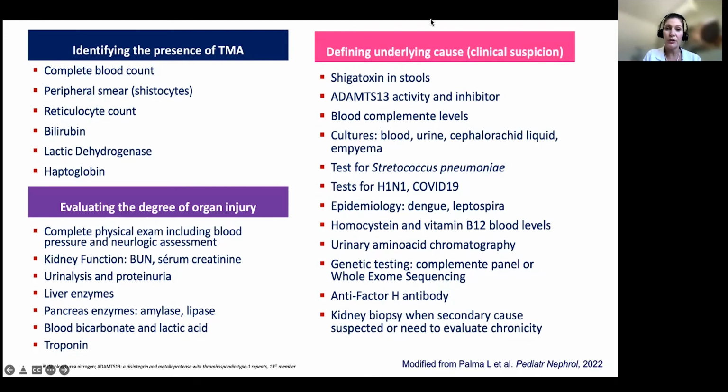And then as a third step, define the underlying cause that may be driven by some clinical aspects, as I told you: diarrhea, very low thrombocytopenia with normal kidney involvement, complement levels, infections. Think about pneumococcal HUS in children, test for pneumococcus, test for some viral infections as well.